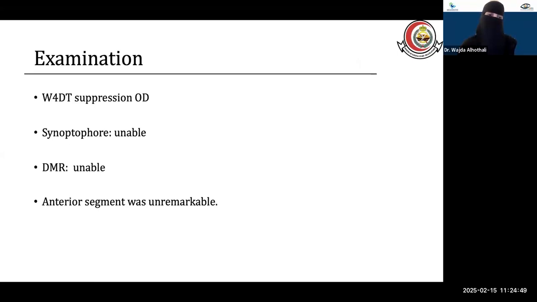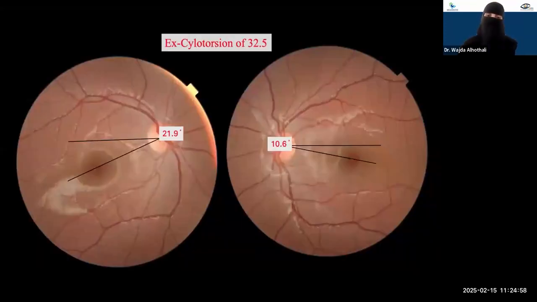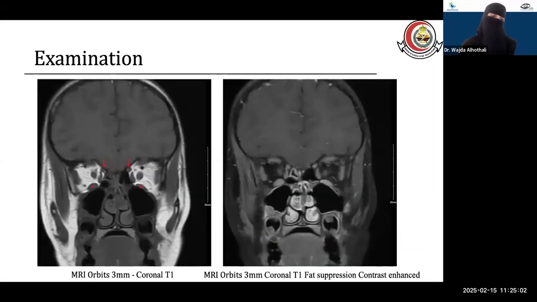Synoptophore and double Maddox rod could not be performed, as the child could not do them due to the large deviation she had. Her anterior segment was unremarkable. Fundus examination showed bilateral excyclotorsion with a total of approximately 32 degrees. At this point, we decided to do an MRI for the child to rule out masquerading conditions and to look at the superior oblique muscle tendon trochlear complex.